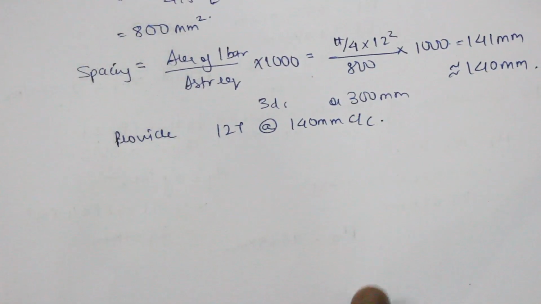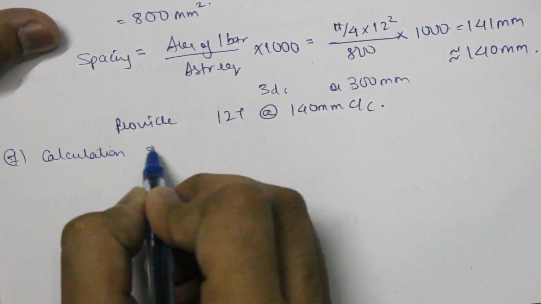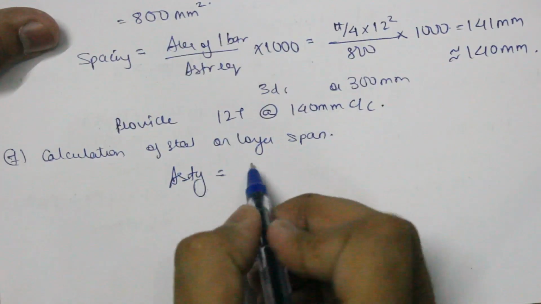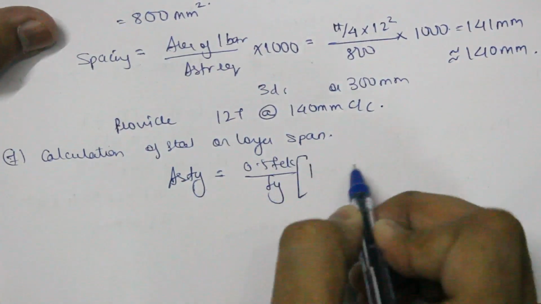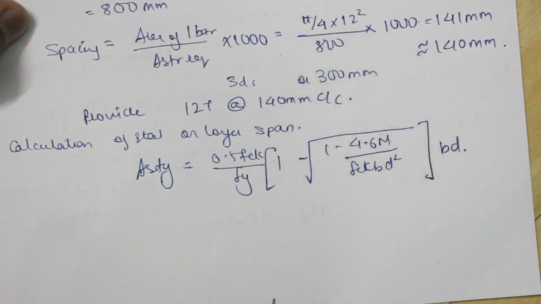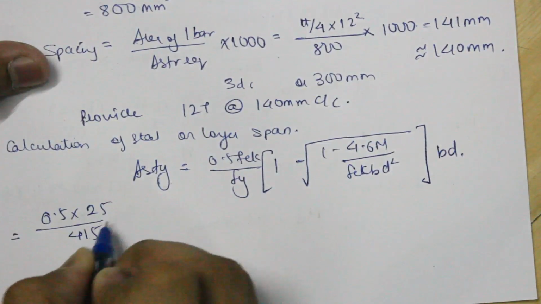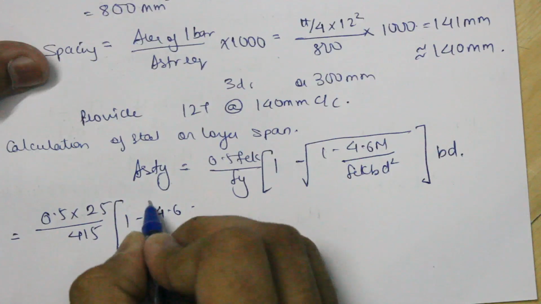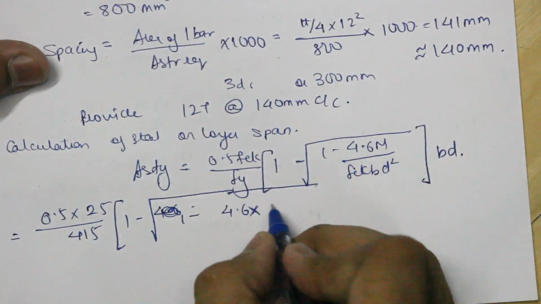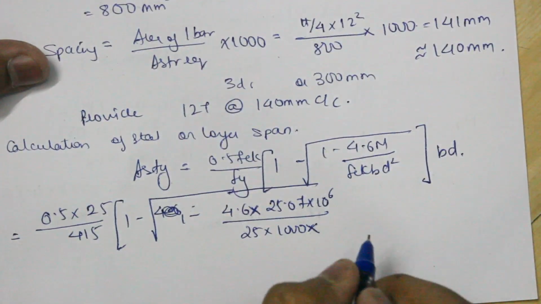Now once you provide the steel in x direction, the next step is to provide steel in y direction. Calculation of steel on longer span. Again the formula would be same. Ast y is equal to 0.5 fck upon fy into 1 minus under root of 1 minus 4.6 M fck b d square, into b into d. I'll plug in all the values again here. 0.5 into 25 upon 415 into 1 minus under root of 1 minus 4.6 multiplied by the moment in y direction, which was 25.07 into 10 raised to 6, upon fck is 25 into 1000 into the effective depth in y direction.